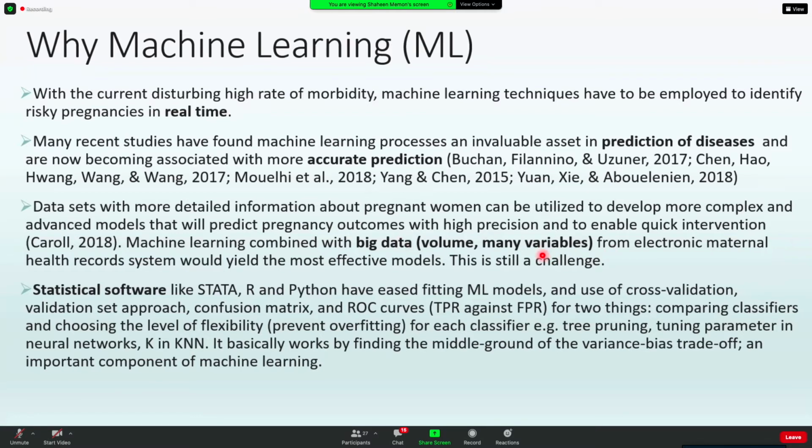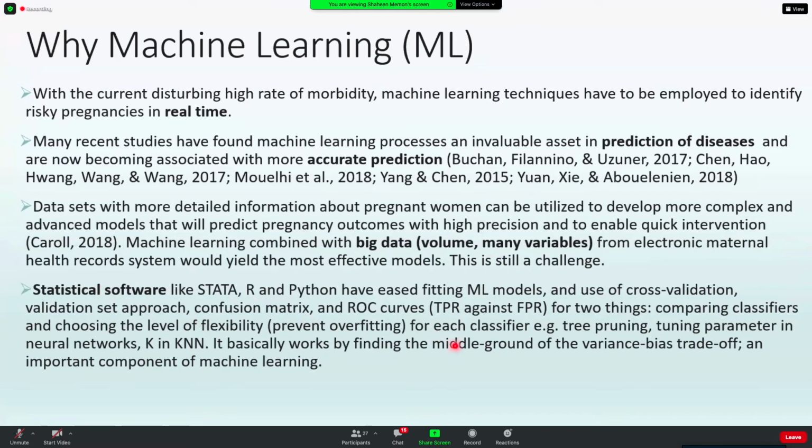The only challenge is that this data, I can say for sure in Ugandan settings, is still pen and paper. It is not electronic. It's not like an electronic maternal health record system. So of course we have issues of missing data, incomplete data. Some variables are not being recorded at all. But in the future, we are hoping that a few years down the line, we shall have more comprehensive, more complete data.